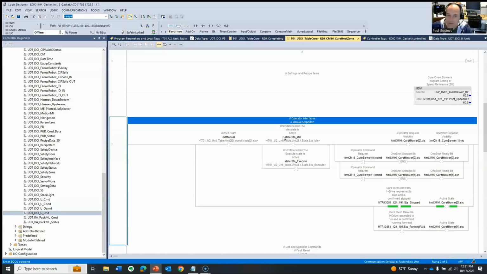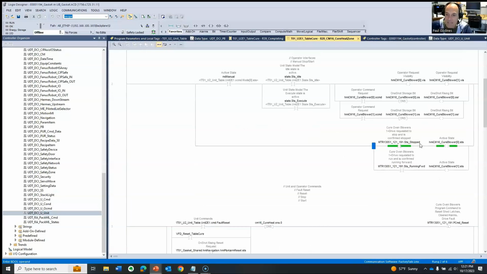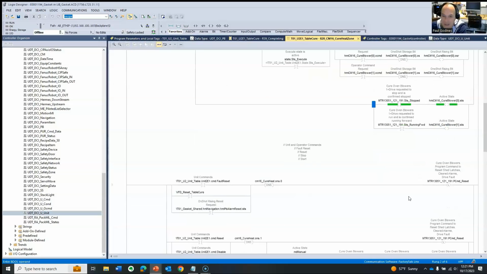You have to understand, this here is operator command, right? This here is a state status, idle status, right? This is the status of execute. We see this here, STS execute. OCMD commands, right? .OS, one shot rising, okay? Status stopped, status running forward. All of these pieces, these acronyms give us hints as to what's going on in the process.